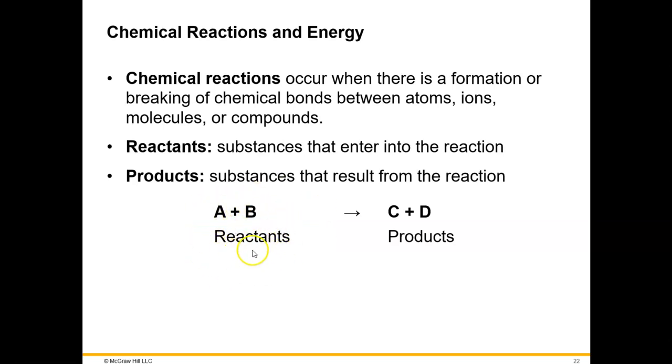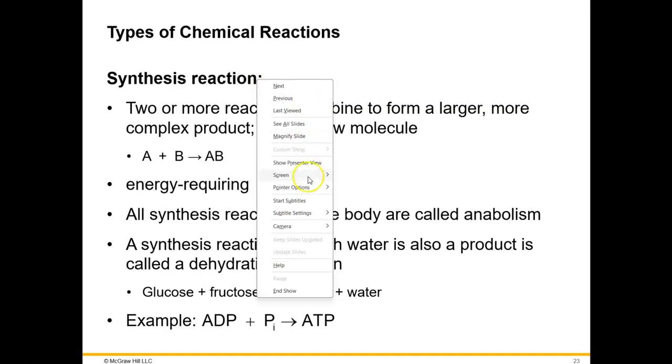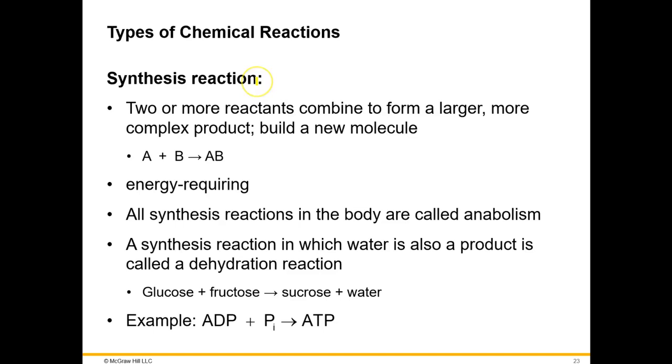They're the substances that enter the reaction, and then products are the substances that are formed. They are the result of the reaction, so they form after the reaction takes place. In anatomy and physiology, we really talk mostly just about synthesis reactions and breakdown reactions.